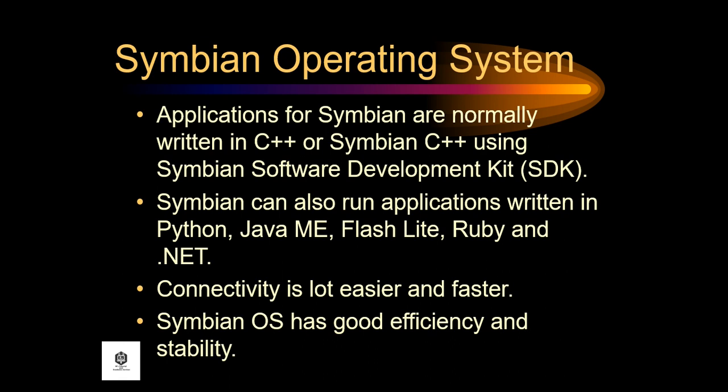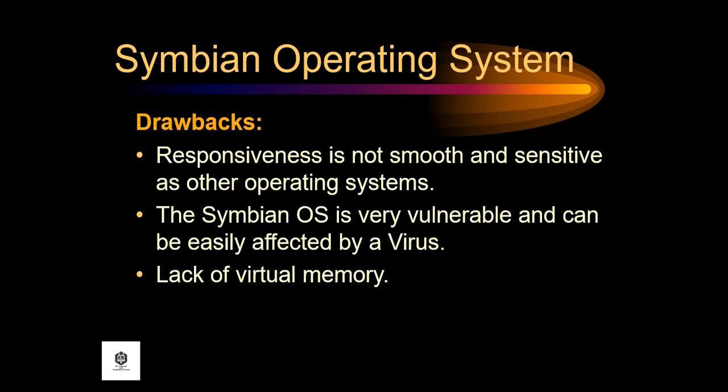Applications for Symbian are normally written in C++ or Symbian C++ using the Symbian Software Development Kit or SDK. Symbian can also run applications written in Python, Java ME, Silverlight, Ruby, and .NET. Connectivity is a lot easier and faster. Symbian OS has good efficiency and stability.